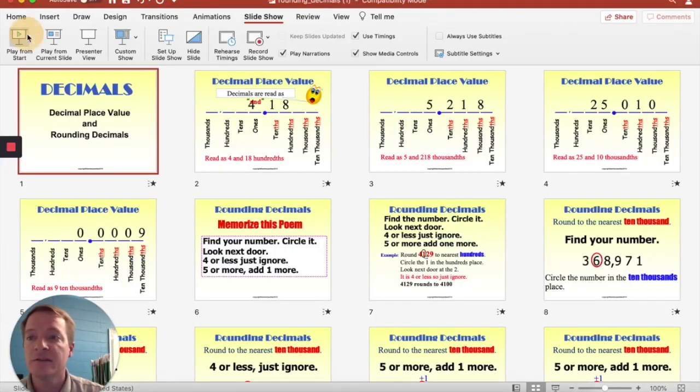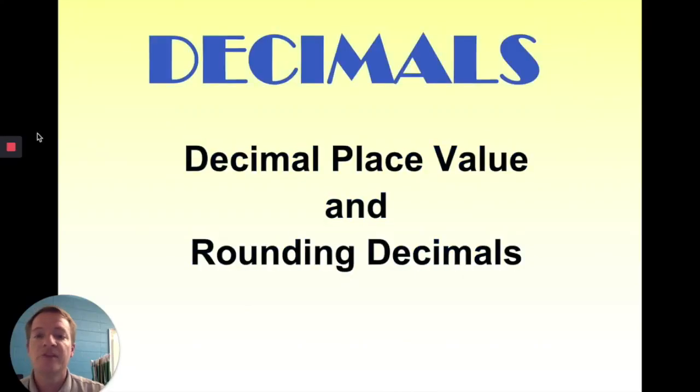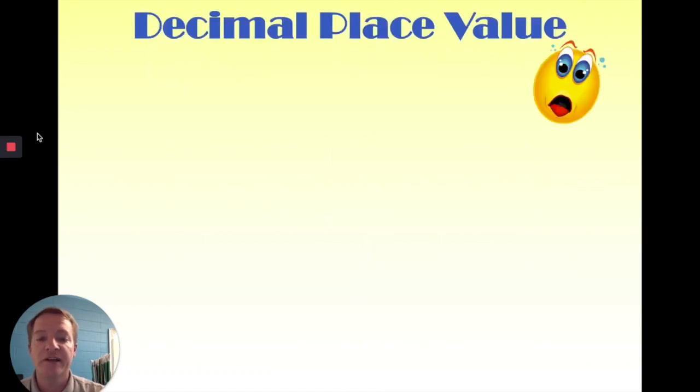Our topic today is going to be place value and rounding decimals, which is also one of the standards. The standards that we have should go to the hundredths. The examples we're giving you today may go a little farther. They go to the thousandths and the ten-thousandths, but all we really have to know is to the hundredths. So without further ado, we're going to get started. Decimal place value and rounding decimals.